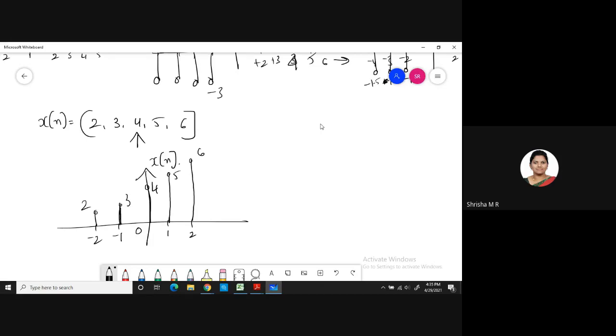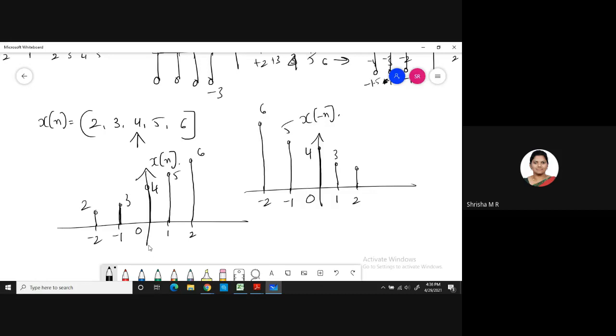So we have to plot the odd and even part of the signal. If we time reverse, that is x of minus n, you are folding the signal about the y-axis or vertical axis. If you fold, what is at 0 will be at 0 only. What is at 1 will be 3. What is at 2 will be 2. At minus 1 it will be 5, and at minus 2 it will be 6. This is the time reverse version of x of n.